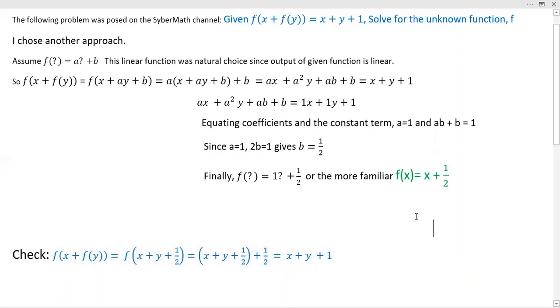All right, folks, hopefully that was clear. It's all written down. You can look at all the steps and confirm that this is another approach. The way it was done at SyberMath was different. He got the very same result, x plus 1/2, but he did it completely differently. So I'm just showing you this so you can compare and contrast the two approaches. Thanks.